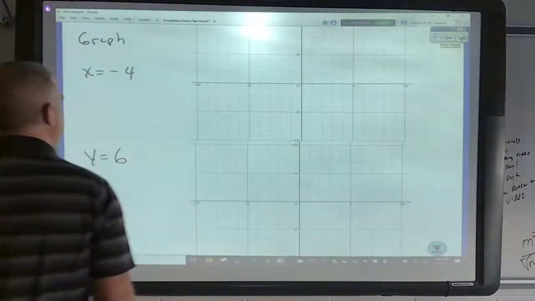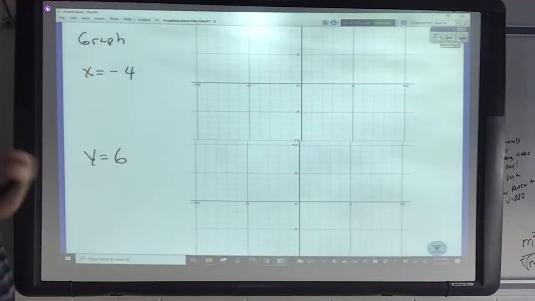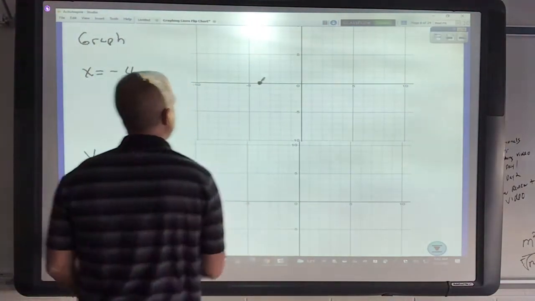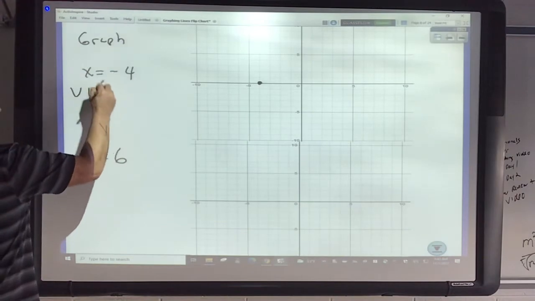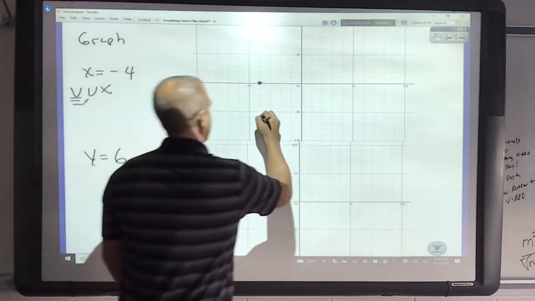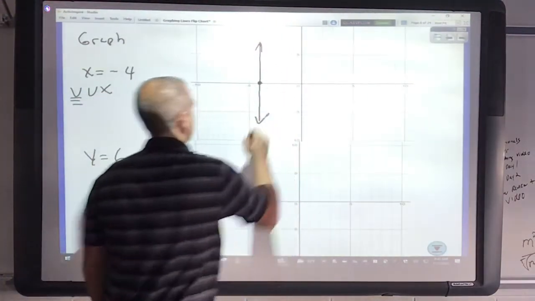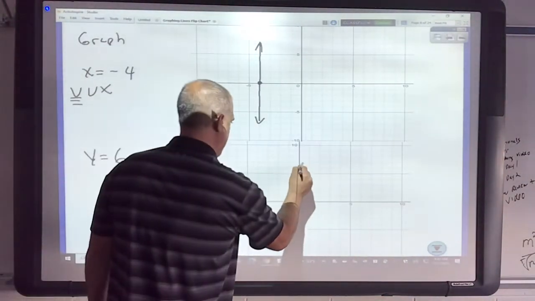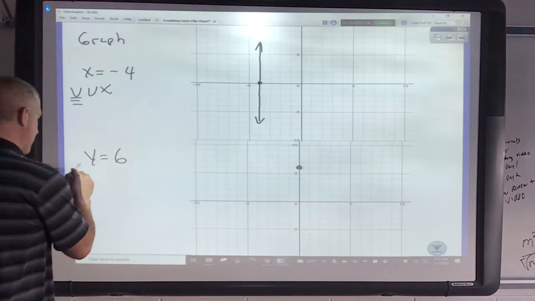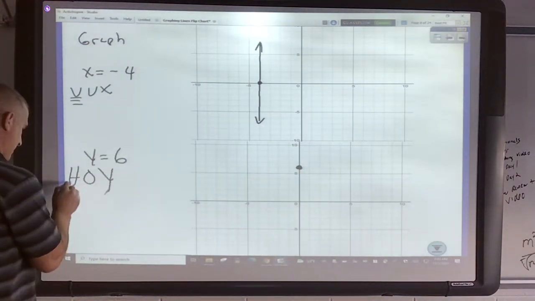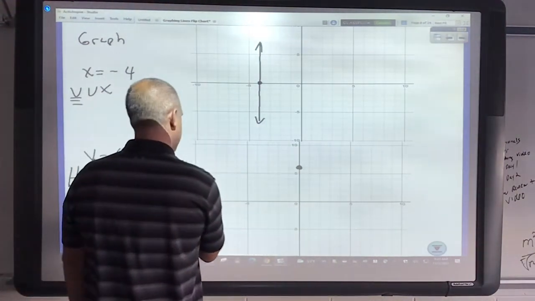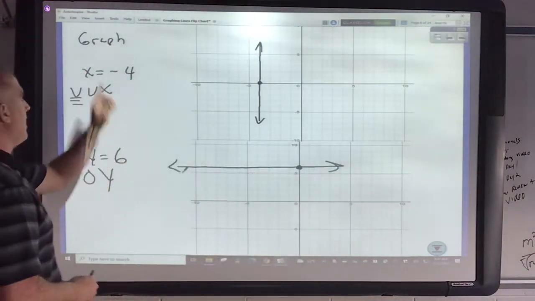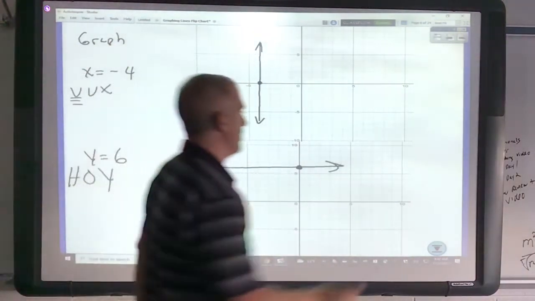Okay, now I got these. So x equals -4 right here. Now, x equals, so what does that mean? Vertical line. Okay, just the y. So I go to 6 on the y-axis. That's y equals. So what kind of line would I make? A horizontal line. So always check that. Y equals, horizontal. X equals, vertical. Okay?